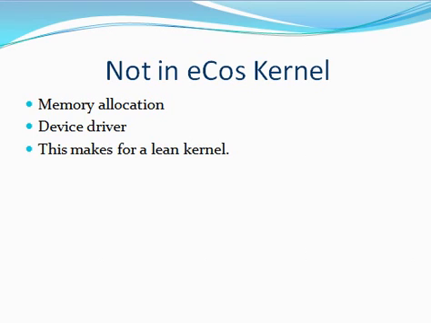Some of the functionalities typically included in the kernel of an OS are not included in the eCos kernel, for example, memory allocation and device drivers. This keeps the kernel lean. For example, memory allocation is handled by a separate package. It is not included in the eCos kernel. Similarly, each device driver is a separate package, which is in turn not defined inside the eCos kernel.